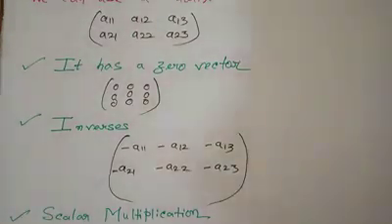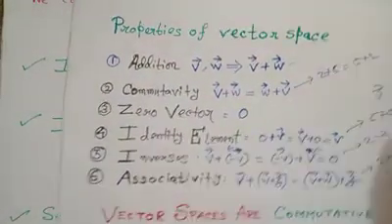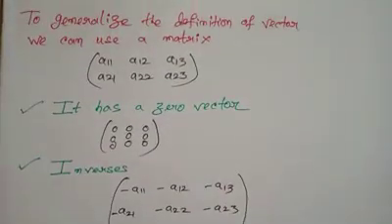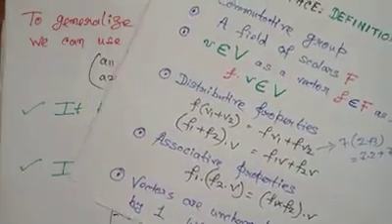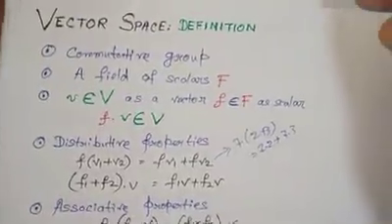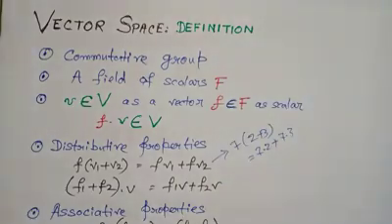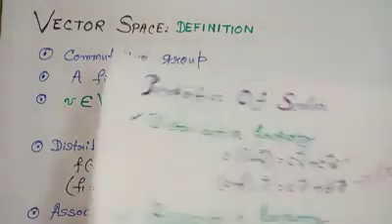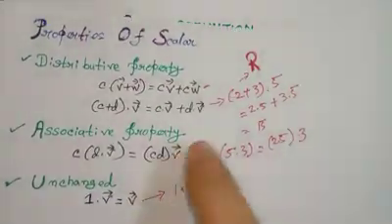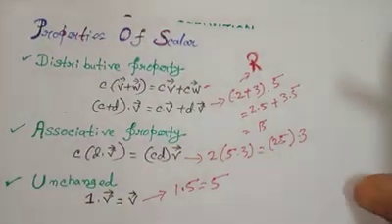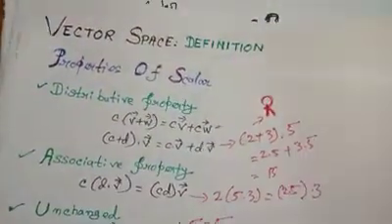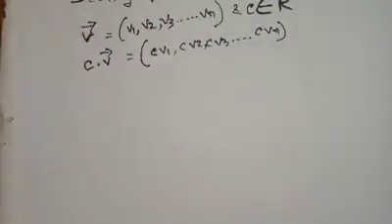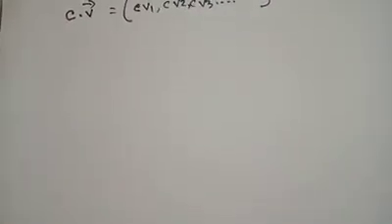We have seen the properties of a vector, which is this one. We have seen the properties of a scalar, which is this one. We have also seen the vector space definition: it is a commutative group, it has a field of scalars, etc. And the properties of scalar: distributive, associative, and unchanged. The final property, which I am now going to show you, will also generalize the notion of a vector.